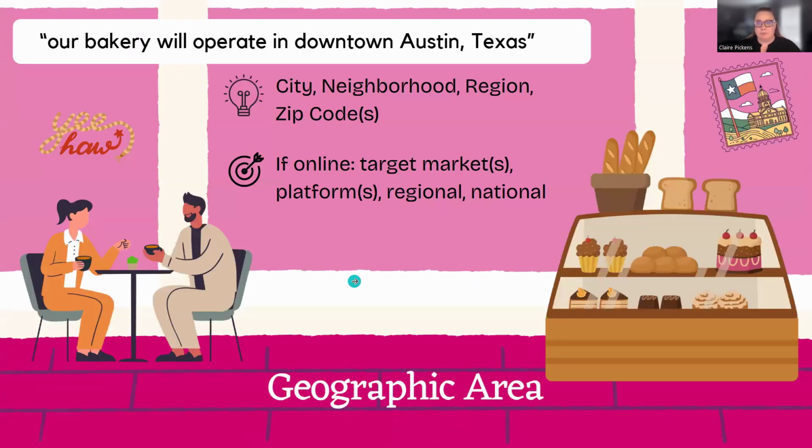In this example, we'll talk about a bakery. Our bakery will operate in downtown Austin, Texas. You want to know what city you're serving, what neighborhood within that city. If it's larger than just a city area, what region are you serving, or zip codes? If you are online, what target markets will you be going after? What platforms will you use to do that? And will this be local, regional, national, or even international?